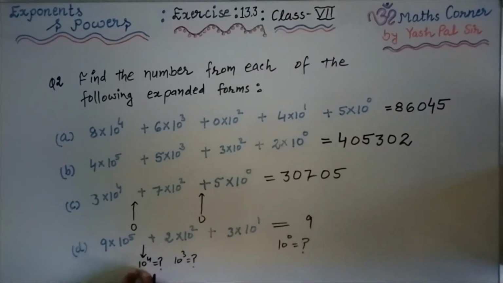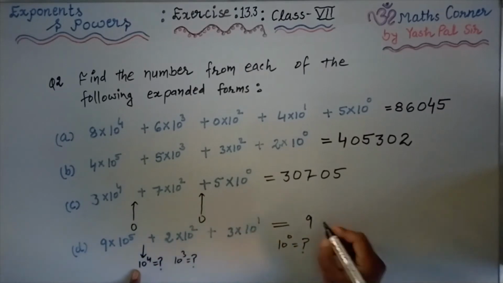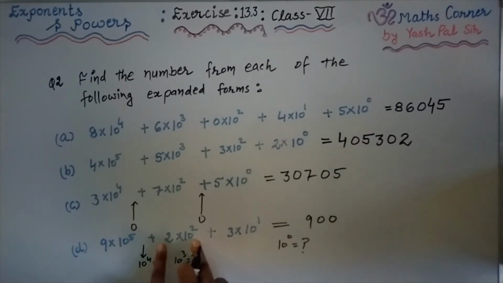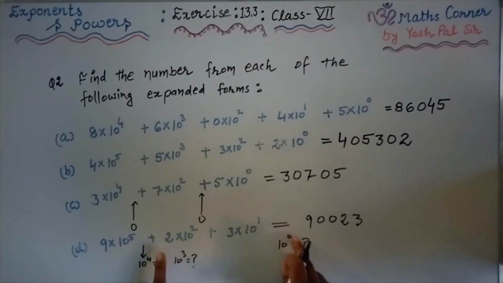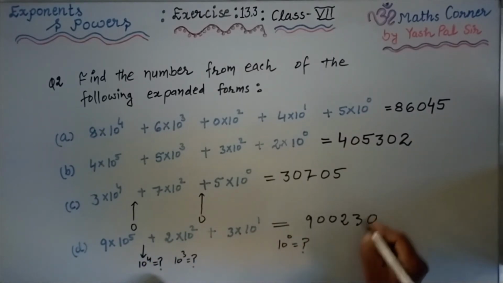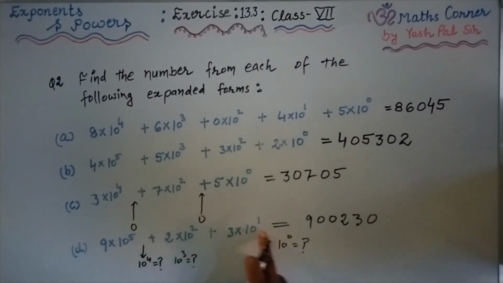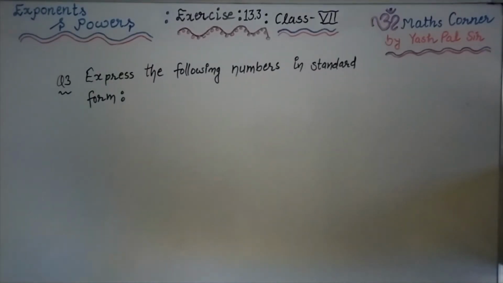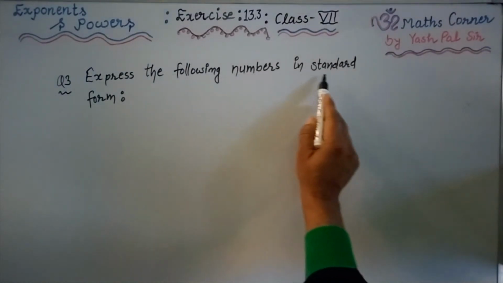So how can we write this number? First of all we start with 9. In place of the missing number we write 0. Missing 10 raised to power 3, we again write 0. Next we have 2. Next we have 3. Again 10 raised to power 0 is missing, so we write 0. So this is the required number. What is the number? 9 lakhs 2,230.